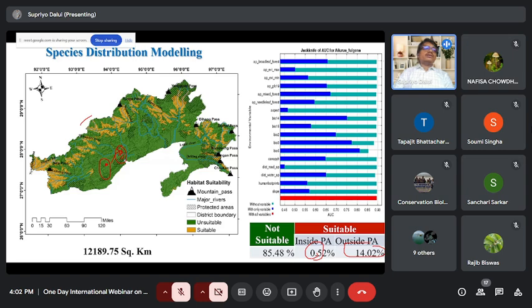red pandas, musk deer, black bear, all these animals are hunted from this region and exported to different parts of Southeast Asia.